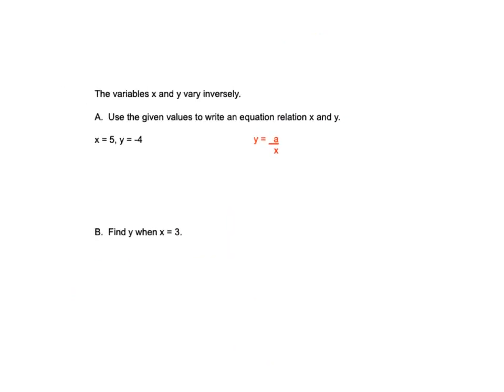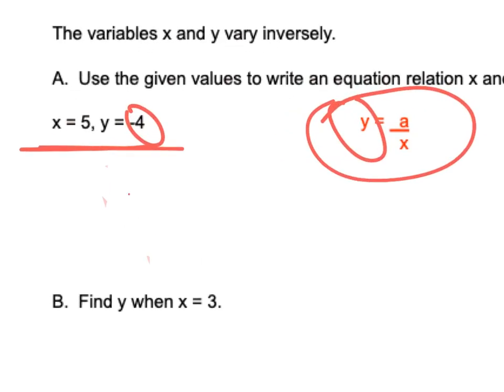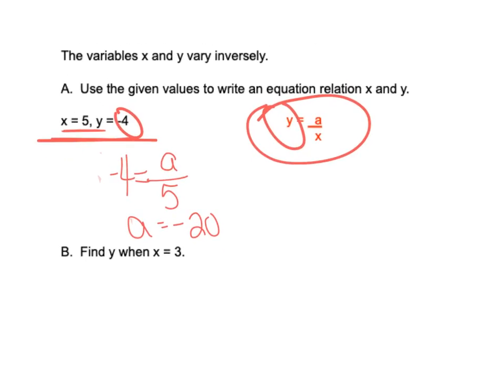Okay, so let's do one more together here. Here is my formula that I'm going to use. I know I have y equals negative 4, x equals 5, so I know what y is. Y is negative 4. So I can say, instead of y, I'm going to put negative 4. So I can say negative 4 equals a over x, which is 5. If I multiply both sides by 5, I get a equals negative 20. So my equation is y equals negative 20 over x.